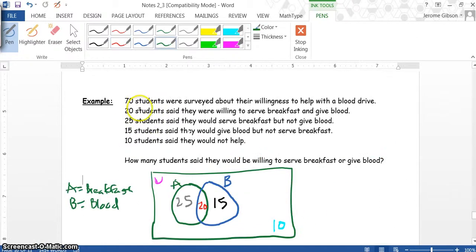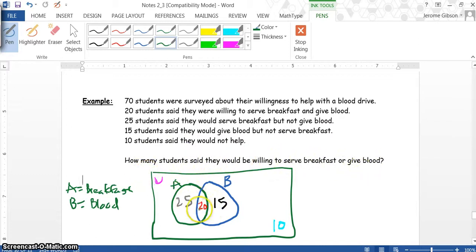Okay, our next example states 70 students were surveyed about their willingness to help with the blood drive. 20 students said they were willing to serve breakfast and give blood. 25 students said they would serve breakfast but not give blood. 15 students said they would give blood but not serve breakfast. 10 students said they would not help. How many students said they would be willing to serve breakfast or give blood?